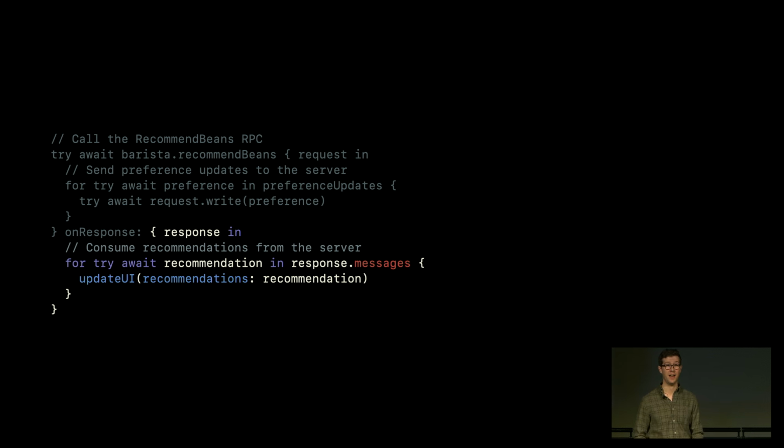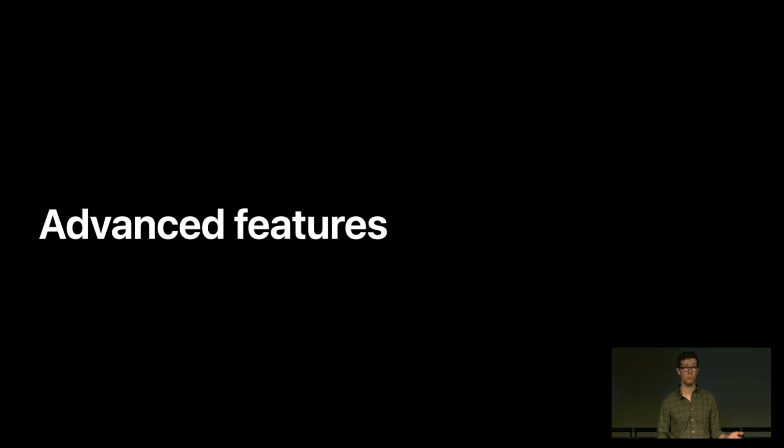The other closure is for handling the stream of response messages. Returning from the closure signals that the RPC is no longer needed, so gRPC can clean up any remaining resources associated with it, like the underlying HTTP2 stream. OK, we've walked through creating a service from scratch, but there are a few more features you should know about before deploying your service.